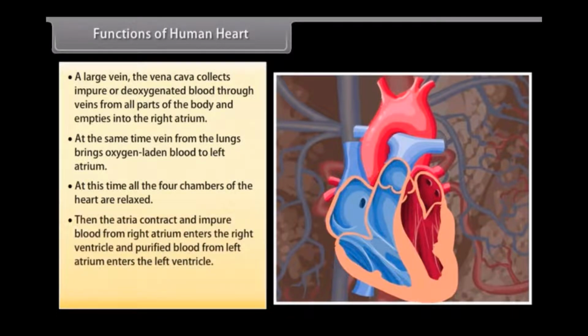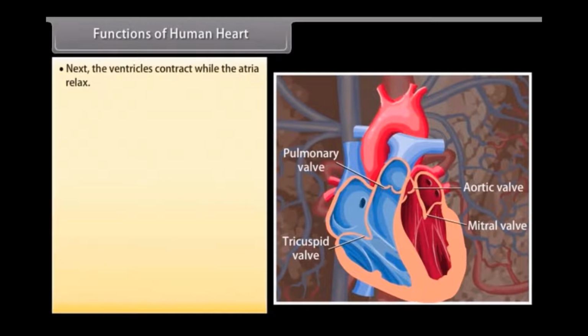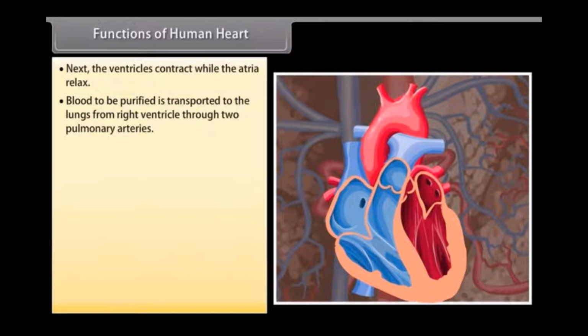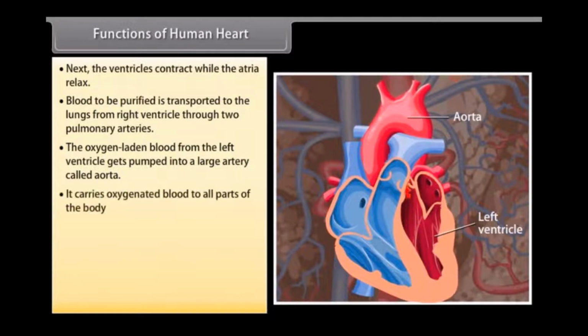Then the atria contract and impure blood from the right atrium enters the right ventricle and purified blood from the left atrium enters the left ventricle. Valves within the heart prevent blood from flowing back. Next, the ventricles contract while the atria relax. Blood to be purified is transported to the lungs from the right ventricle through 2 pulmonary arteries. The oxygen-laden blood from the left ventricle gets pumped into a large artery called aorta. It carries oxygenated blood to all parts of the body.